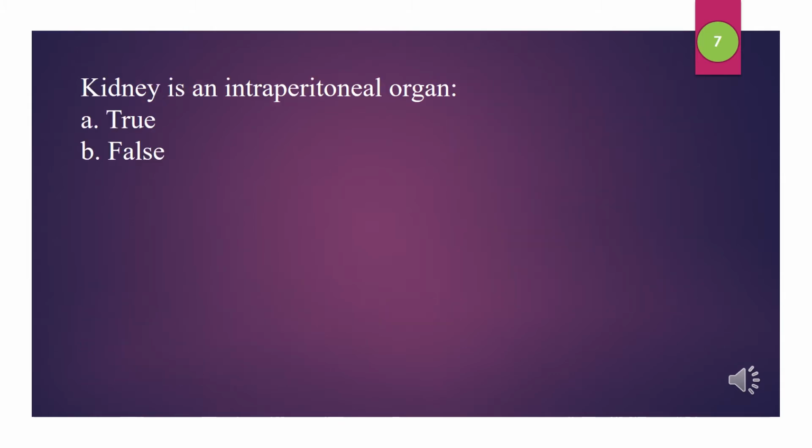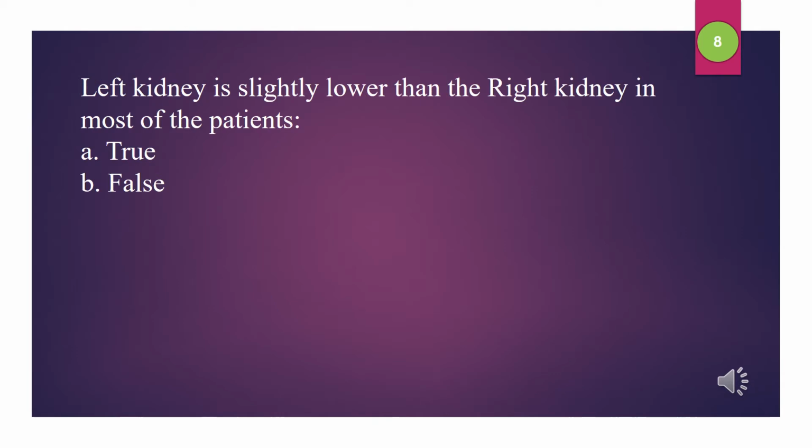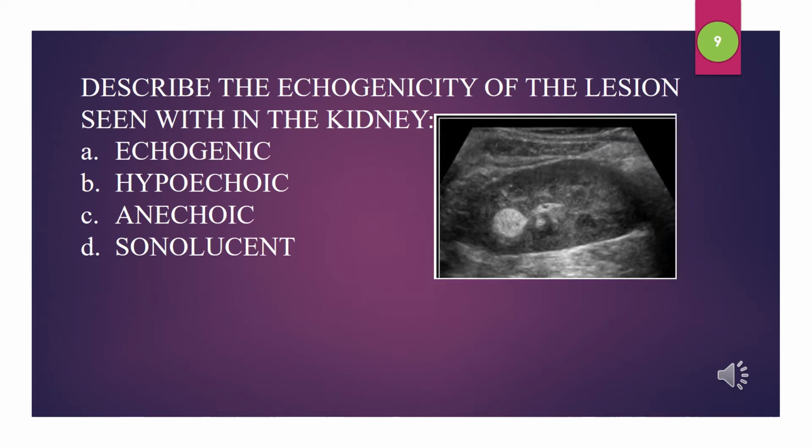Kidney is an intraperitoneal organ. True or false? False. Left kidney is slightly lower than the right kidney in most of the patients. True or false? False. Describe the echogenicity of the lesion seen within the kidney. A. Echogenic. B. Hypoechoic. C. Anechoic. D. Sonolucent. The answer is A. Echogenic.